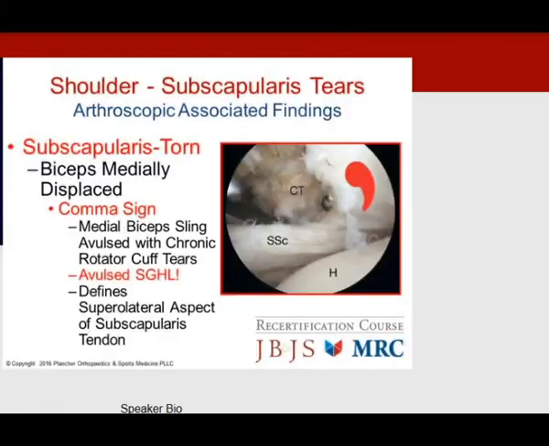And if that subscapularis is torn, there's nothing better than finding the comma sign, which will help us to see where the biceps is medially displaced. The comma sign represents that avulsed superior glenohumeral ligament and helps to find the most superolateral aspect of the subscapularis tendon to help us know where to place it back.